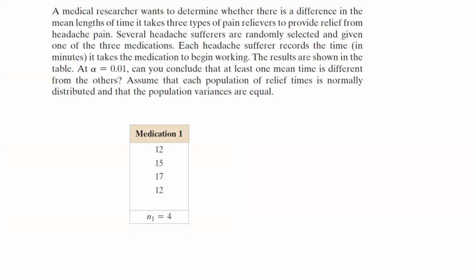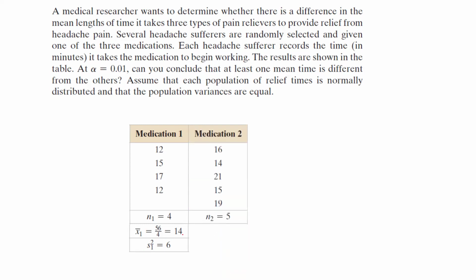For the first medication, the first person took 12 minutes to relieve the pain, the second person 15 minutes, the third person 17 minutes, the fourth person 12 minutes, and as you can see, you have n sub 1, which is 4. You have 4 people in the first medication category. If you find the mean of the first medication category, it is 14 minutes average with variance 6.